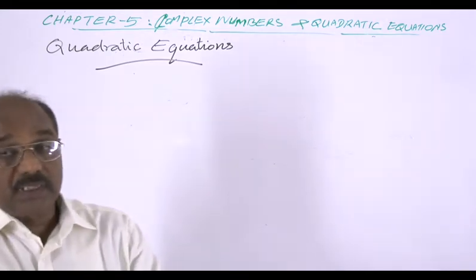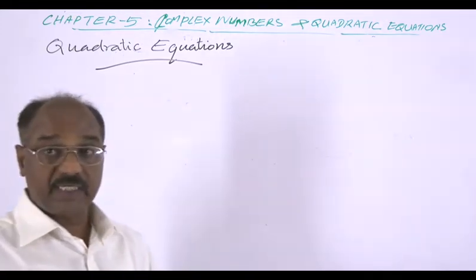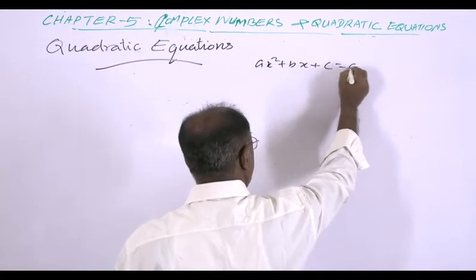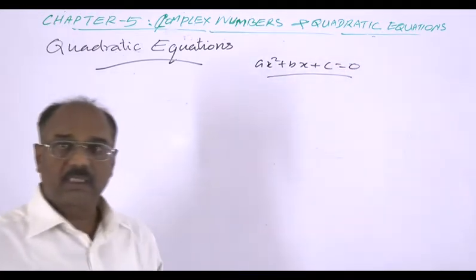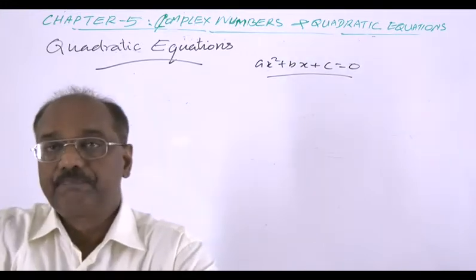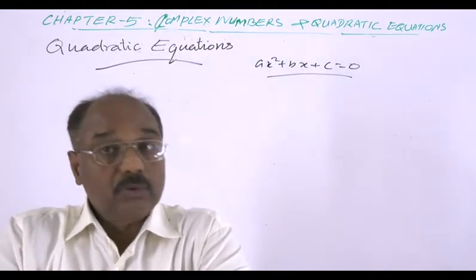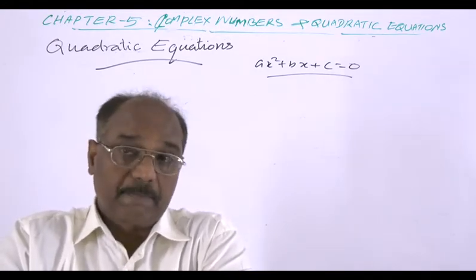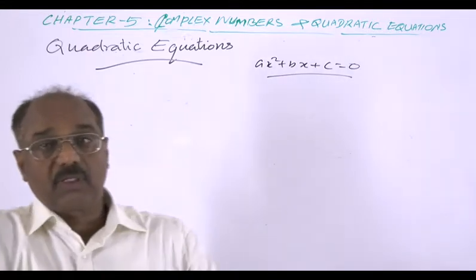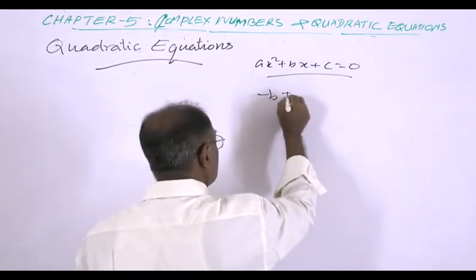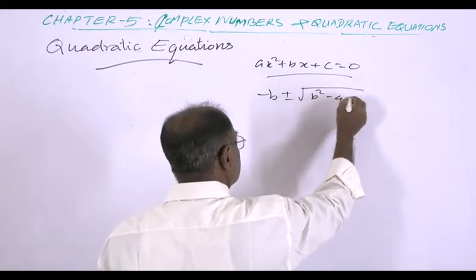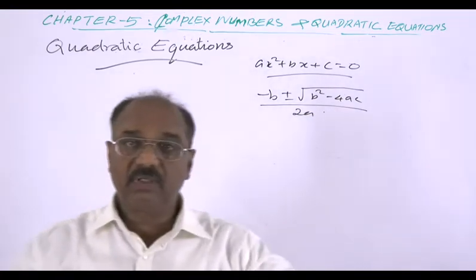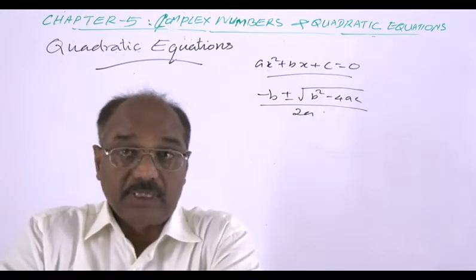You know the general form of the quadratic equation with one variable, which is ax squared plus bx plus c equal to 0, where a, b, c are constants. And also we know this quadratic equation has two roots, two solutions, and these two roots are given by minus b plus or minus root of b squared minus 4ac, whole divided by 2a. So this will give us the two roots of the quadratic equation.